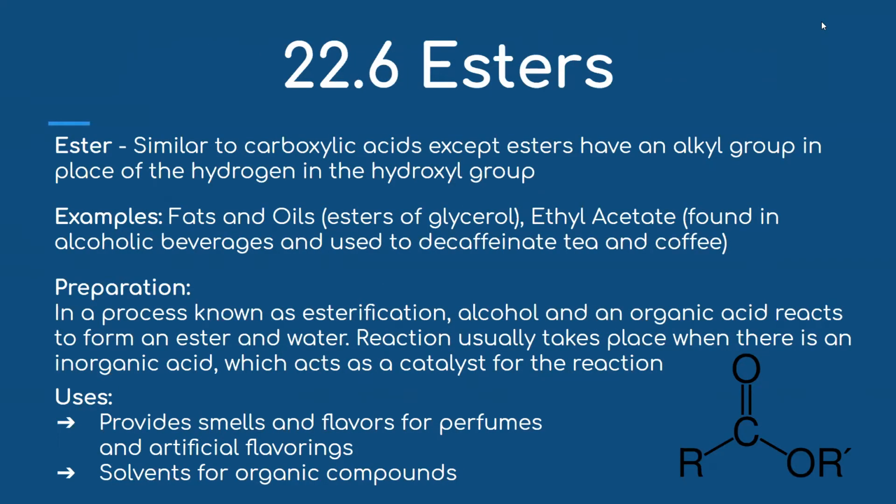Section 22.6 talks about esters. Esters are similar to carboxylic acids except esters have an alkyl group in the place of hydrogen in the hydroxyl group. Examples of esters are fats and oils, which are esters of glycerol, and ethyl acetate, which is an ester of acetic acid and ethanol, and is found in alcoholic beverages and used to decaffeinate tea and coffee. Esters are prepared in a process known as esterification, where alcohol and an organic acid react to form an ester and water.